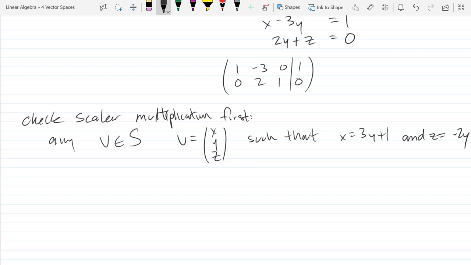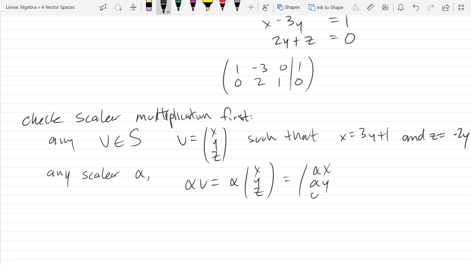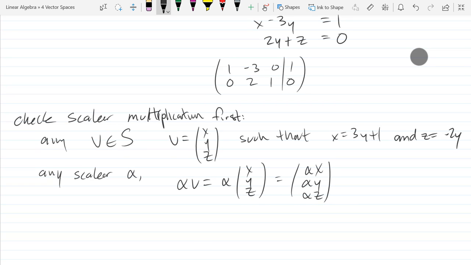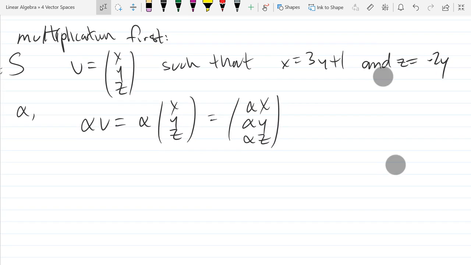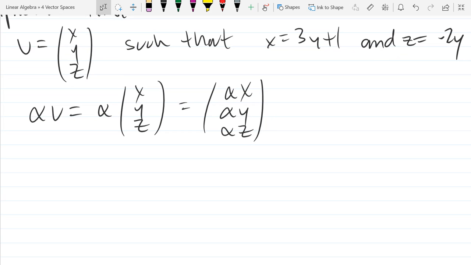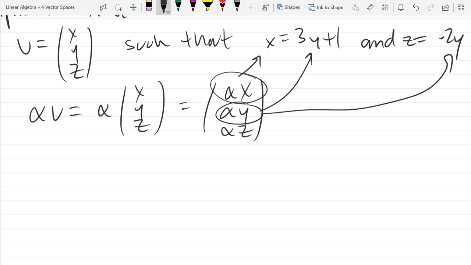Let's multiply this by any scalar. Let's look at alpha v, which is alpha times x, y, z. So alpha x, alpha y, alpha z. Now the question is, does it satisfy the relationship that is written on the board right above it? Are those two equations true? It's a little bit strange now because if you look, your first coordinate's alpha x, not x. So alpha x is going to go in where you see x. Alpha y is going to go in wherever you see y. And then alpha z is going to go where you see regular z right there. So we're seeing if the three coordinates still have this relationship.